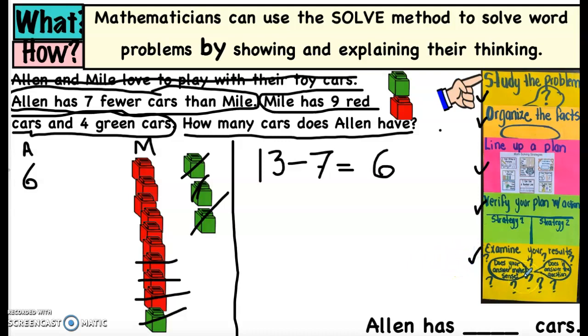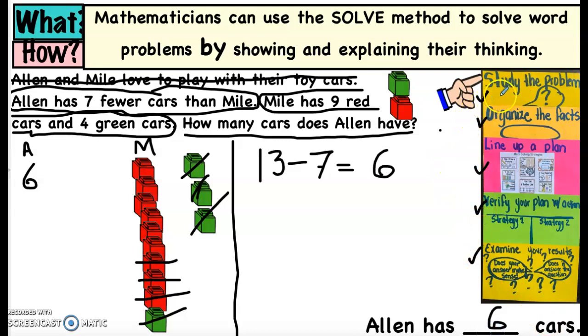So we examine our results. Let's see, does our answer make sense? Miles has 9 red cars and 4 green cars. And we know that Alan has 7 fewer cars, so we took away 7. And then it left us with 6 cars. So 13 minus 7 gives us 6. So we're pretty sure that Alan has 6 cars.